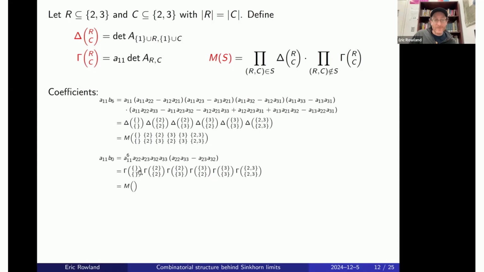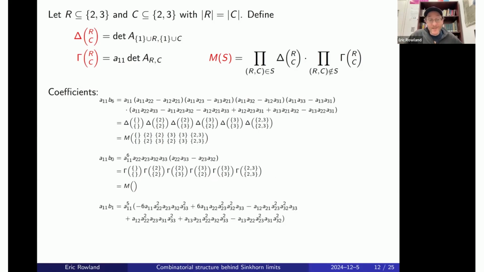And for B0, this is written as M of the empty set because none of the 6 minor specifications get assigned to deltas. They're all ending up in gammas. So this is the definition of M of S. S is going to be a set of these minor specifications. Anything that's in the set gets fed into a delta. Anything that's not in the set gets fed into a gamma. So there'll always be 6 factors in each of these monomials. And the combination of deltas and gammas will depend on how many elements are in the subset.